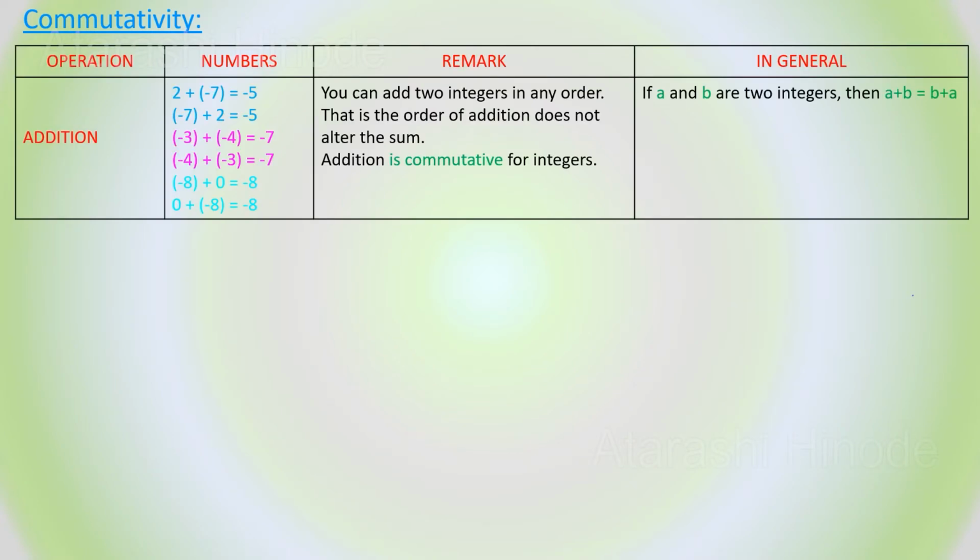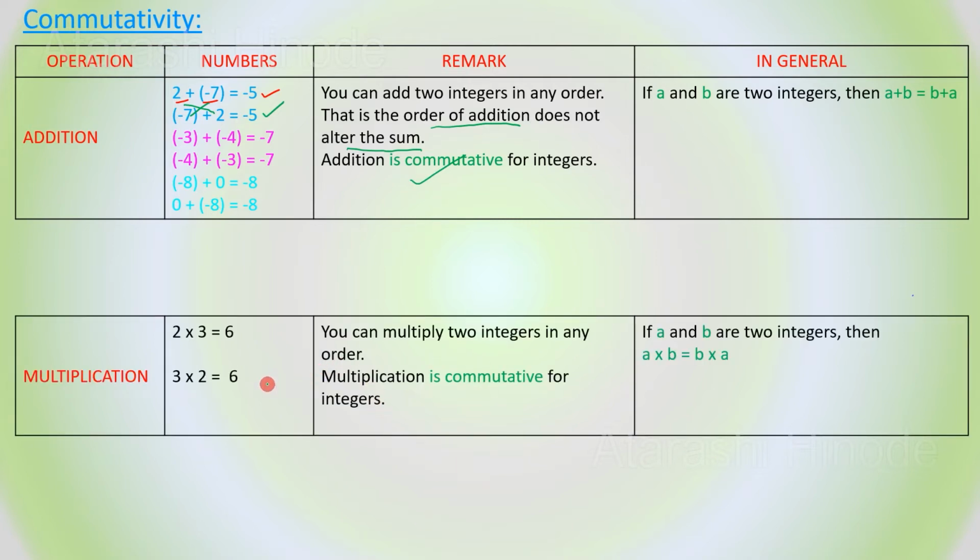Next property is the commutative property. We can add two integers in any order. Let us check this through examples. Here 2 plus minus 7 equals minus 5. If we change the order of the numbers and add, we get the same sum. That is, the order of addition does not alter the sum. So we can say addition is commutative for integers.